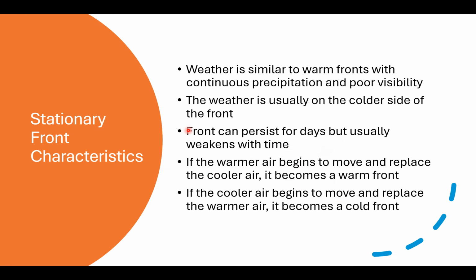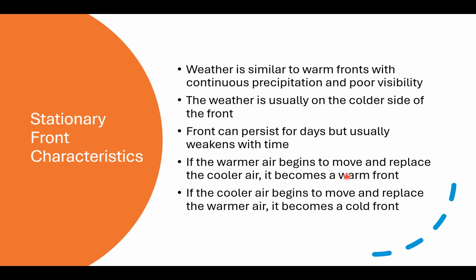With stationary front characteristics, the weather is very similar to warm fronts, with continuous precipitation a lot of times and poor visibility. The weather is usually on the colder side of the front. The front can persist for days, but usually weakens with time. If the warmer air begins to move and replace the cooler air, it turns into a warm front. But if the cooler air begins to move and replace the warmer air, it becomes a cold front.